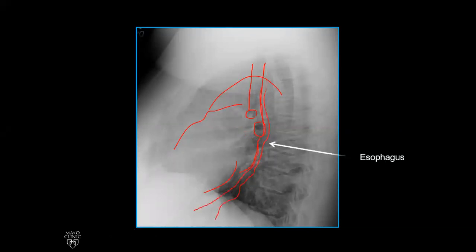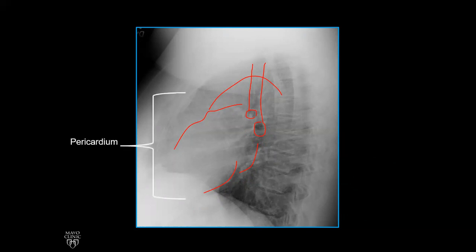Esophagus is back here. This is where the left atrium is, and the left ventricle, the pericardium, the RVOT flow, and the aorta, and we're going to mostly talk about the ascending aorta.